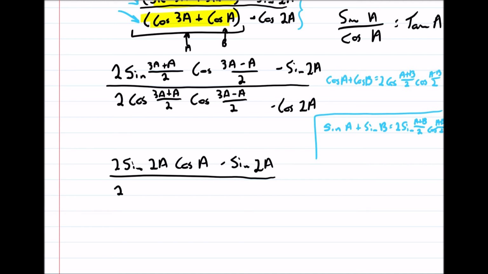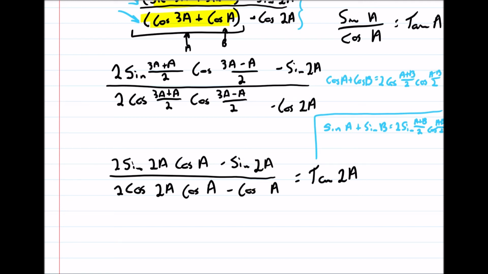And likewise we have 2 cos (3a plus a over 2), which is 2a, cos (3a minus a over 2), which is a, minus cos 2a. Again, what I wanted to look at is tan 2a. So I really need everything to cancel except the sine 2a here and the cos 2a. If I do that, sine 2a over cos 2a is tan 2a.